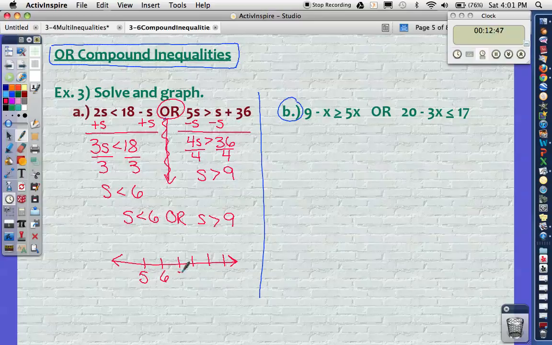I'm going to get my number line set up. Here I want all the numbers that are less than 6, and I'm not including 6. So I'd be shading to the left. And for the second part, I want all the numbers greater than 9, not including 9. So I'd be shading to the right. Box that in, your inequality with your graph. There's your solution region.